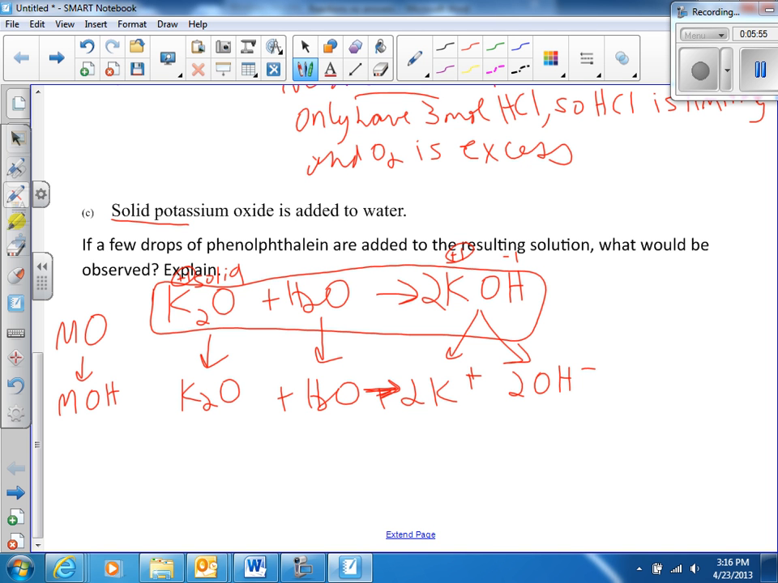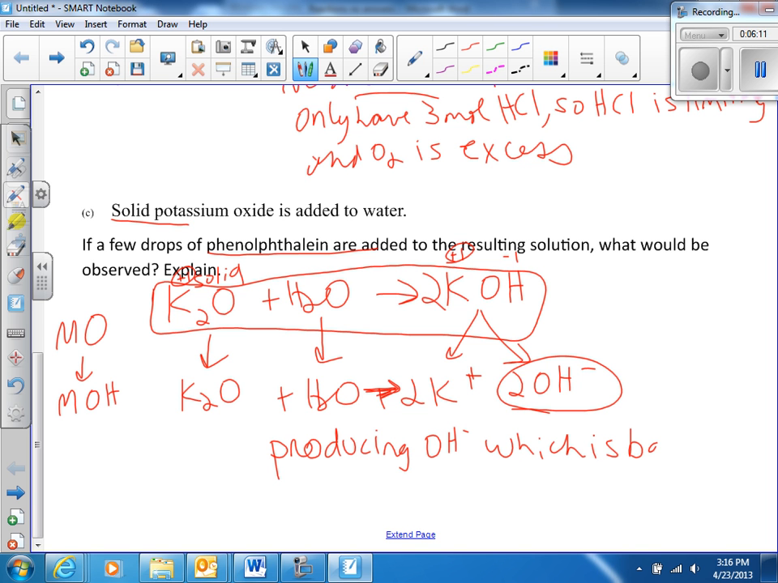Question, few drops of phenolphthalein are added to the resulting solution. What would be observed? Explain. Okay, we're producing hydroxide, producing OH minus, which is basic. So, phenolphthalein, clear in acid, pink or magenta in base. Therefore, the solution turns pink. And we are done, and we did that in 6 minutes. Yay, we would be allotted 10 minutes.